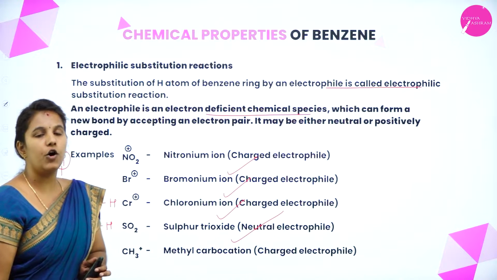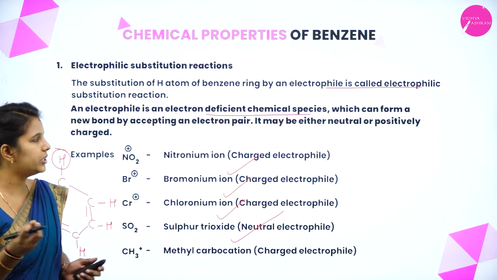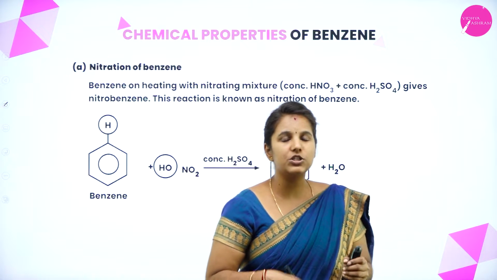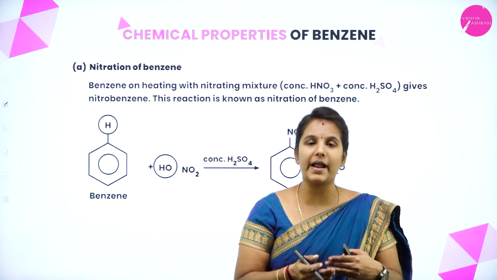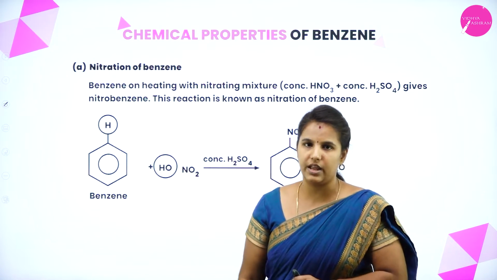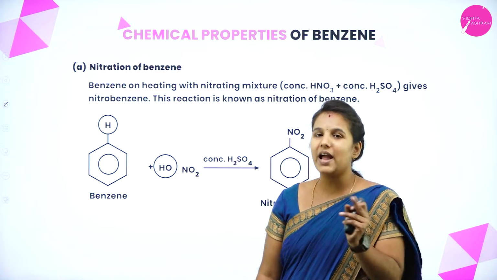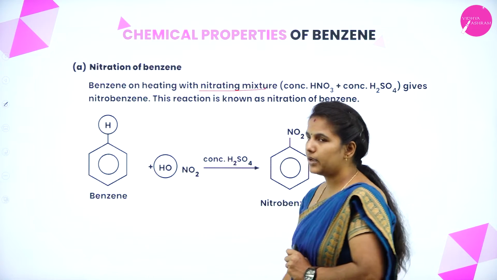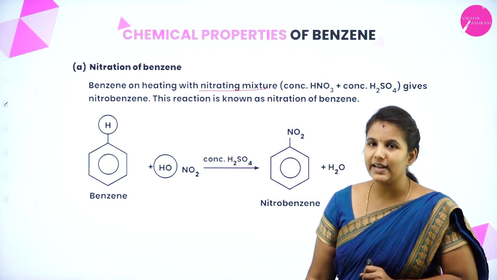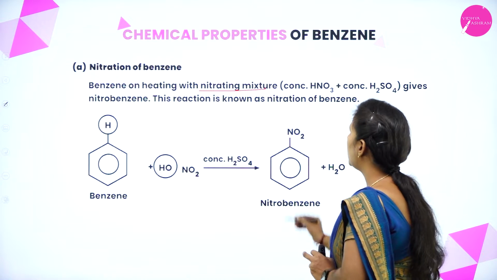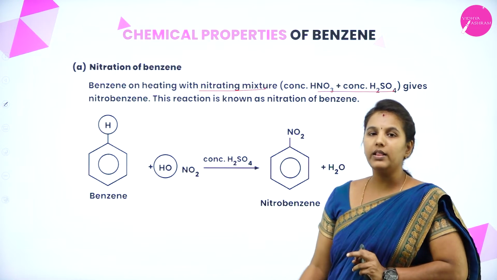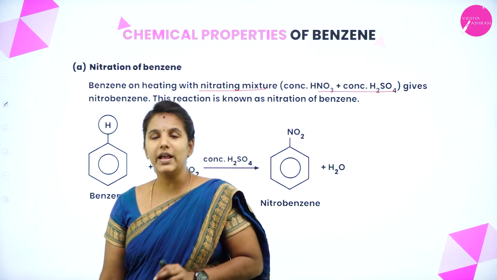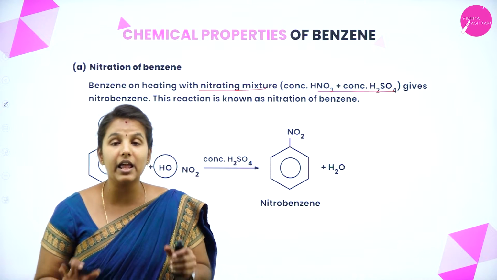We'll take an example of electrophilic substitution reaction in benzene by studying nitration. The name itself shows that it is a process of adding the nitro group to the benzene ring. Is it right? It is known as nitration. So, benzene on heating with nitrating mixture. Do you know what nitrating mixture is? It is a mixture of concentrated H2SO4 with HNO3. The mixture of concentrated H2SO4 with HNO3 is known as nitrating mixture.